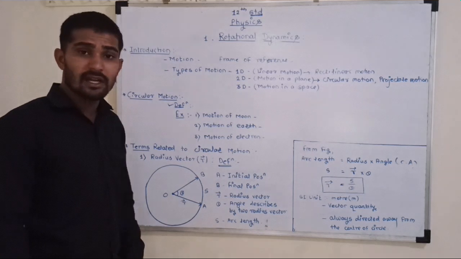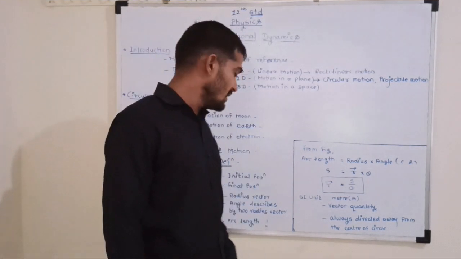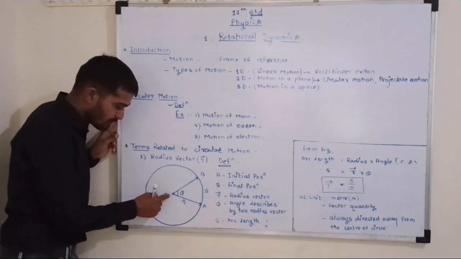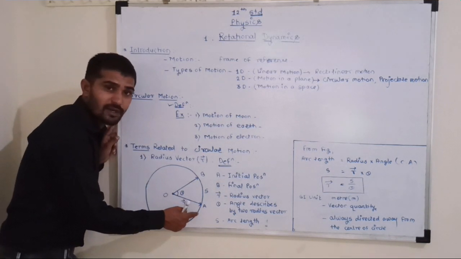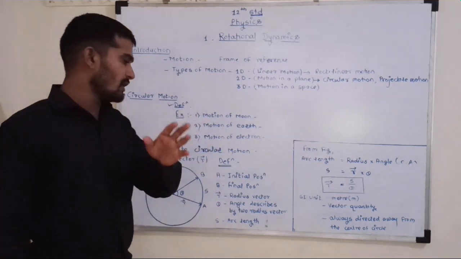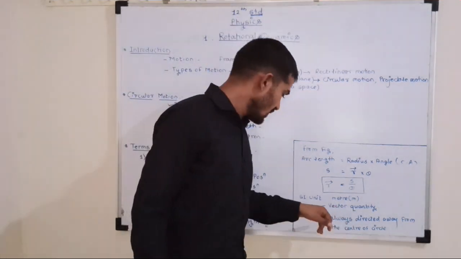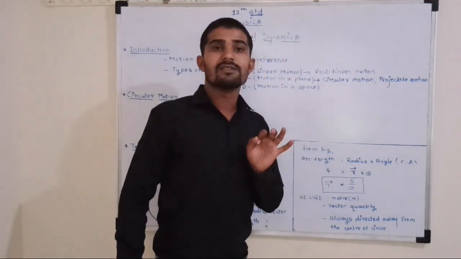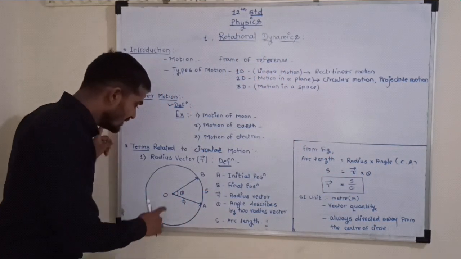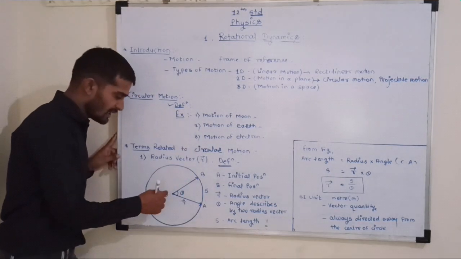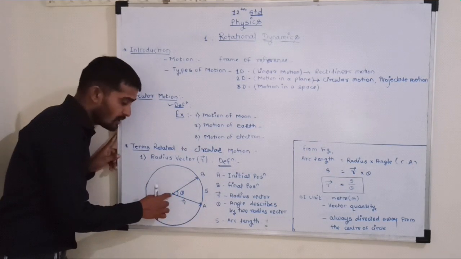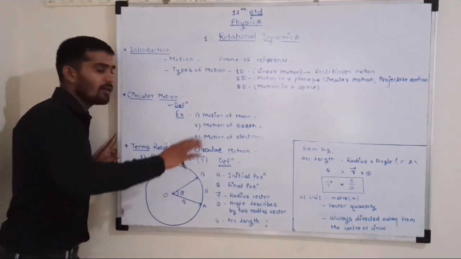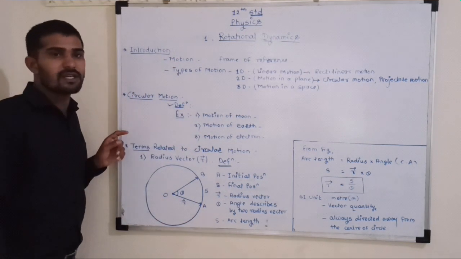Next, radius vector is a vector quantity. Why? In a radius vector, there is a specific direction from the center to the circumference of the circle. And the last one, the direction of the radius vector is always directed away from the center of the circle. Means what? Its direction is always from the center of the circle to the circumference of the circle, away from the center.